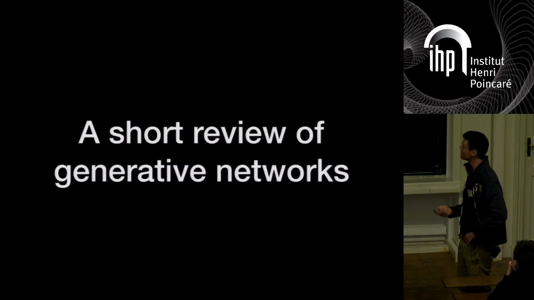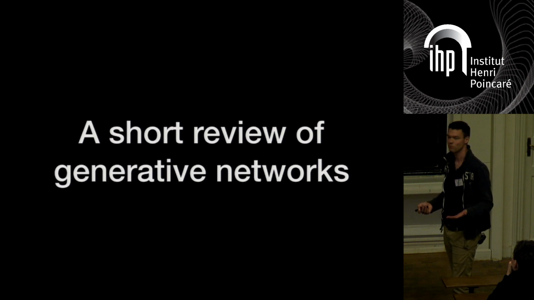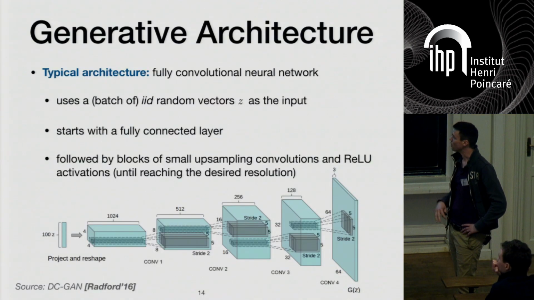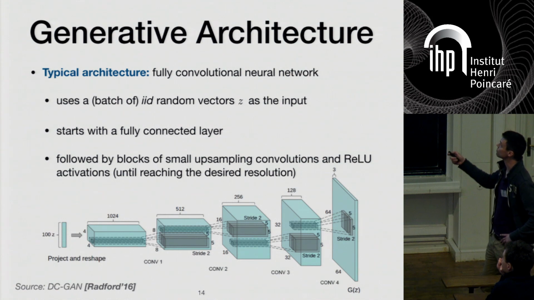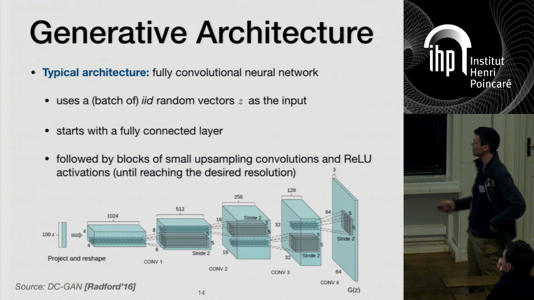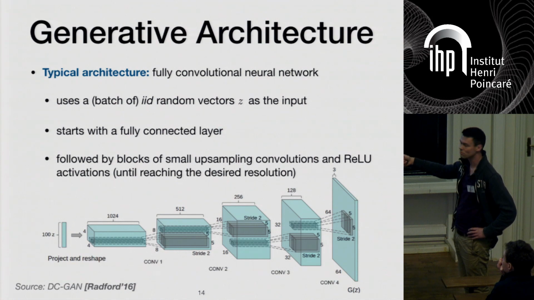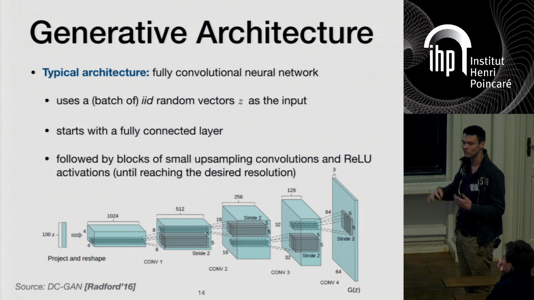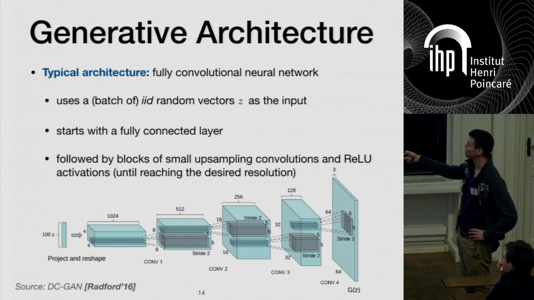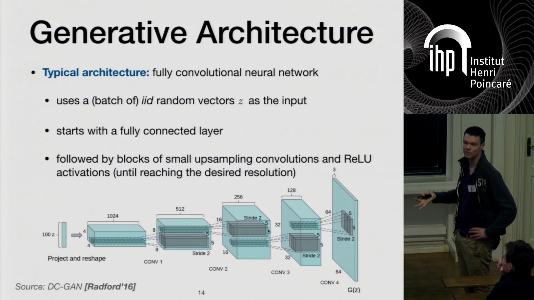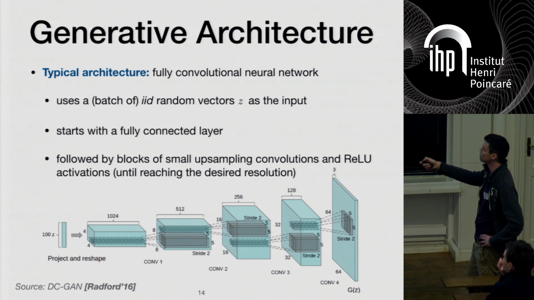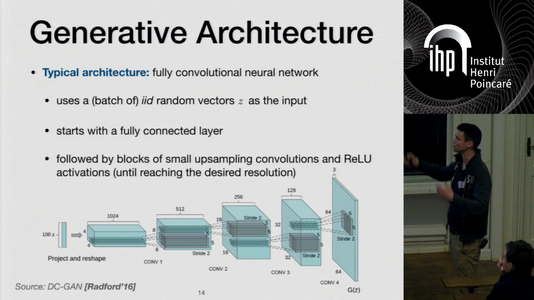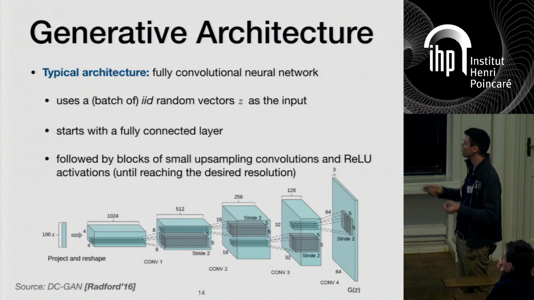Okay, so let me first give you a short overview about generative networks. So roughly speaking, most generative models are using the same architecture, which is this one. Typically, it's a fully convolutional network that we feed with latent codes. This is a small dimensional vector that is often random. By low dimensional, I mean that they have about 100 entries. This latent code is multiplied by a big matrix, mapped to a higher dimensional space, and reshaped into a small 4x4 pixel image.